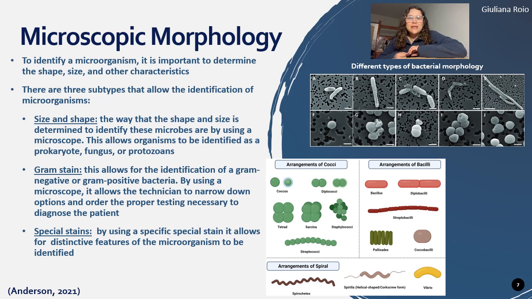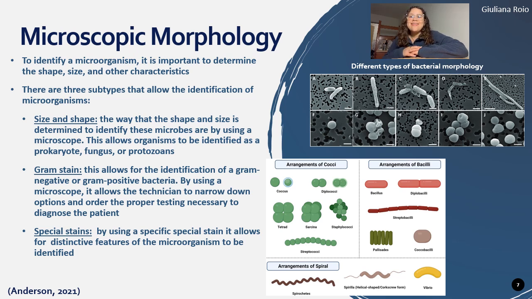Next, we have gram stain. This allows for identification of a gram-negative or gram-positive bacteria. By using a microscope, it allows the technician to narrow down options in order to determine the proper testing necessary to diagnose a patient. From a healthcare standpoint, being able to identify if it's gram-positive or gram-negative is really important because we're able to properly treat our patients and figure out what's actually going on just based on whether it's negative or positive, because it will entail different treatments.